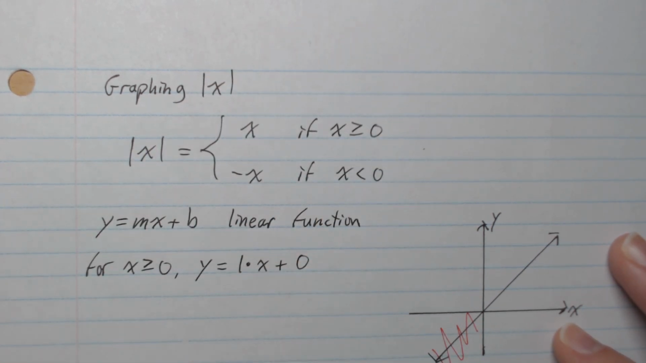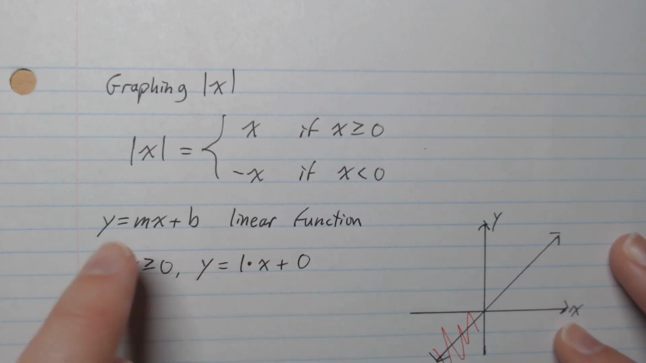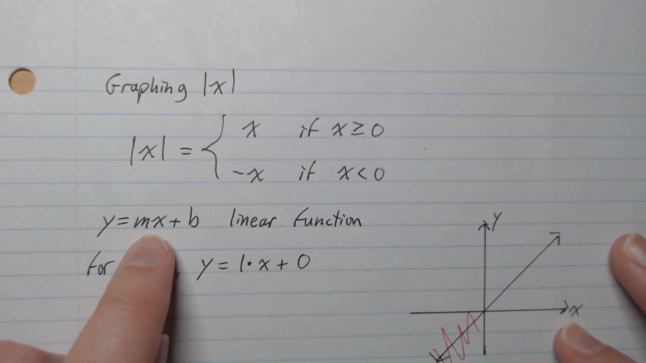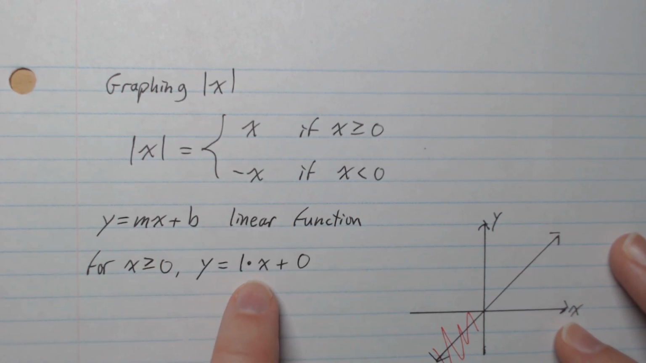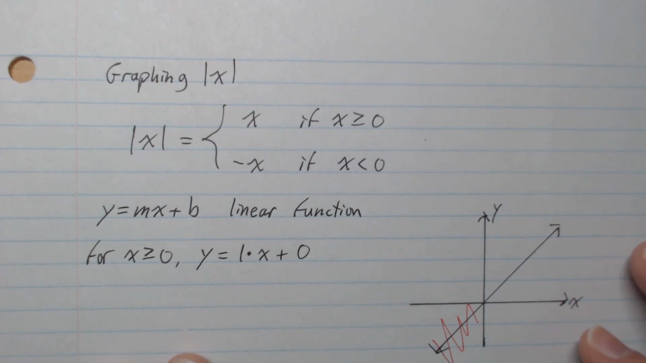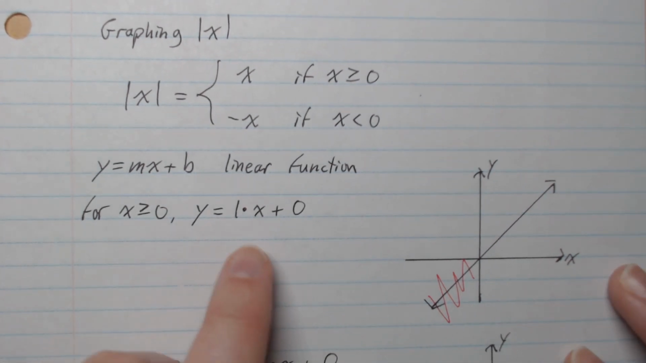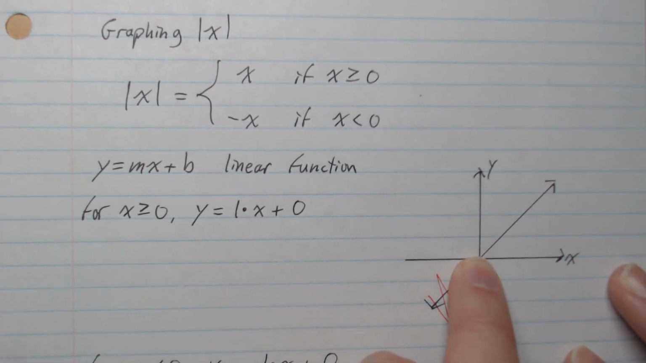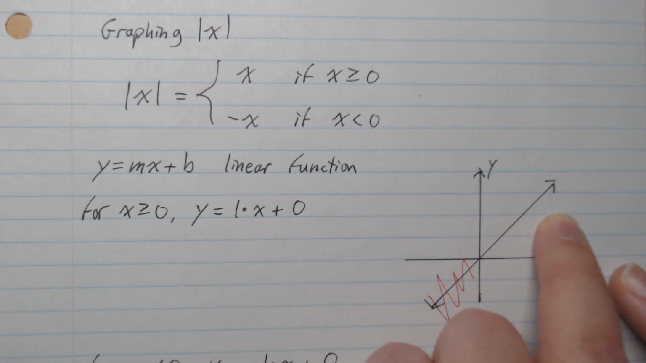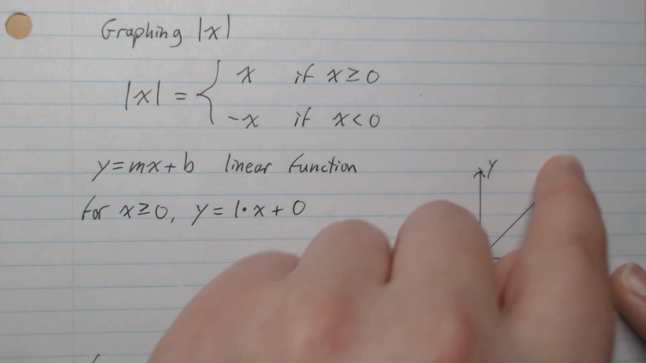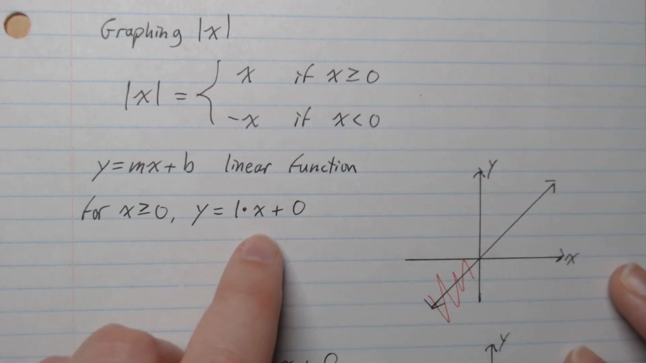We want to notice here that, reminder, a linear function looks like mx plus b. And that's exactly what we have here. We have 1x plus 0. So this is a linear function like that. And so we're going to graph that function, right? You start at 0 and the slope of 1. So over 1, up 1, over 1, up 1, over 1, up 1, like that. And so this is the graph of this function here.